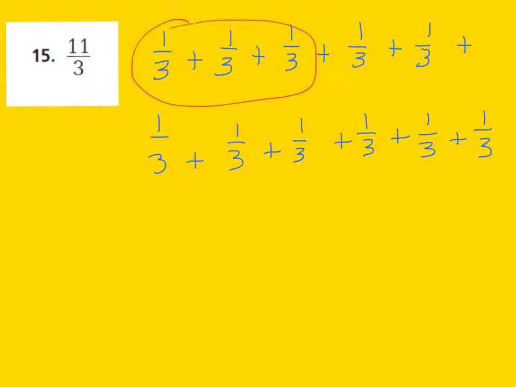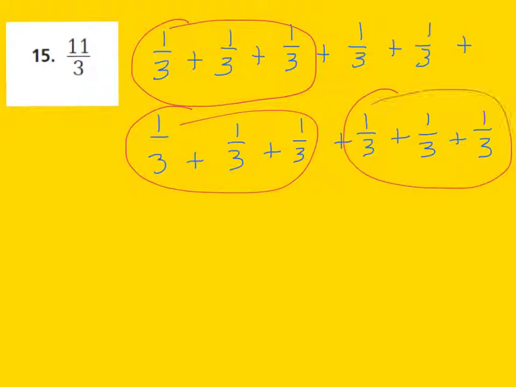There's 1 whole, there's one whole, and here's one whole. So as you can see, we have one whole, two wholes, three wholes, and I have 2/3 left over right up here. So 11/3 is the same thing as 3 wholes and 2/3.